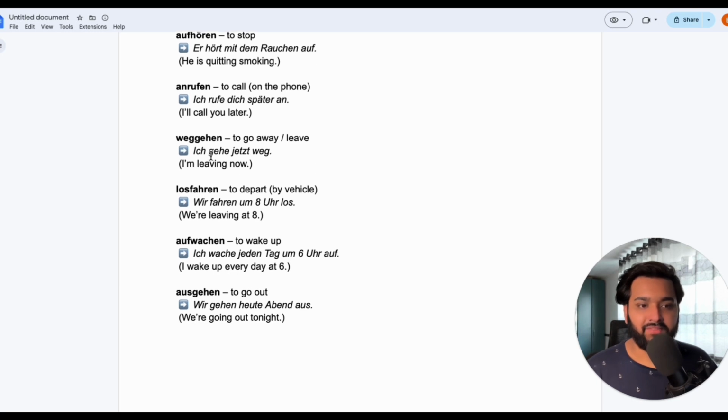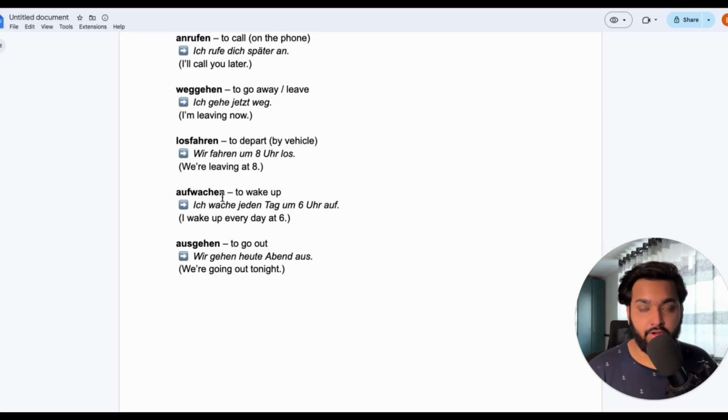Then next we have weggehen. Weggehen means to go away or leave. Ich gehe jetzt weg. That means I'm leaving now. Then next we have losfahren. To depart, by vehicle, okay? Wir fahren 8 Uhr los. That means we are leaving at 8. Next up we have aufwachen. We already covered it. Aufwachen basically means to wake up. Ich wache jeden Tag 6 Uhr auf. I wake up every day at 6.